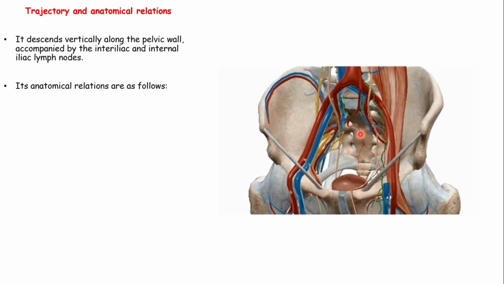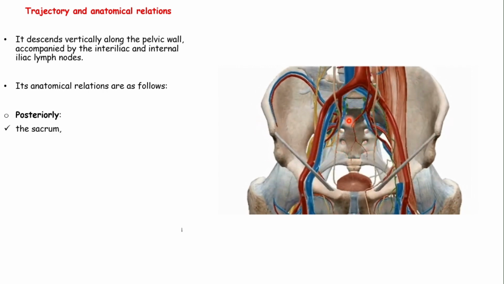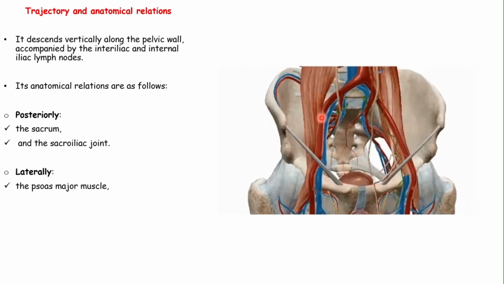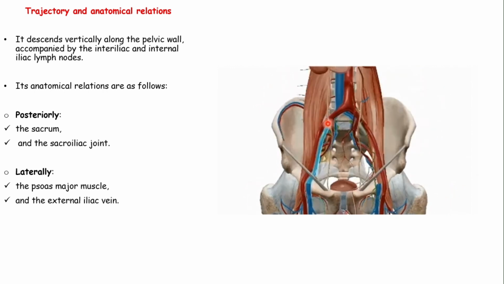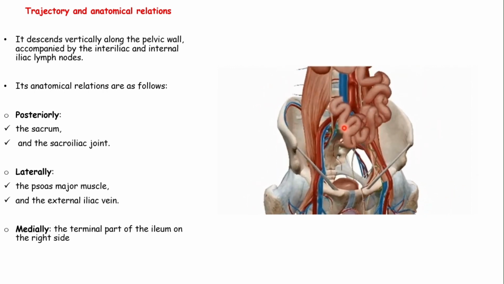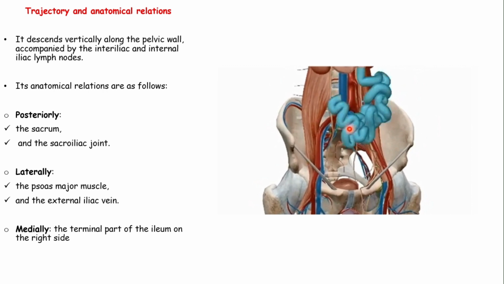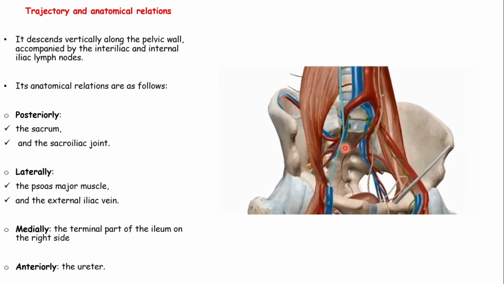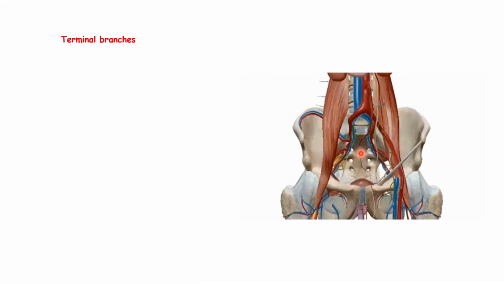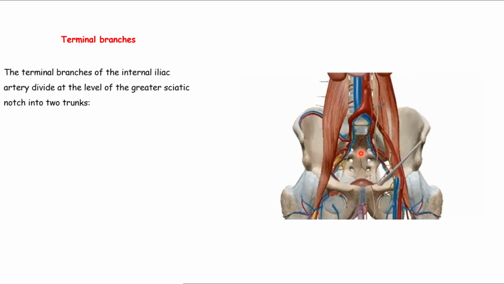It is related to, posteriorly, the sacrum and the sacroiliac joint, laterally, the psoas muscle and the external iliac vein, medially, the terminal part of the ilium on the right side, and anteriorly, the ureter. The terminal branches of the internal iliac artery divide at the level of the greater sciatic notch into two trunks: an anterior trunk and a posterior trunk.